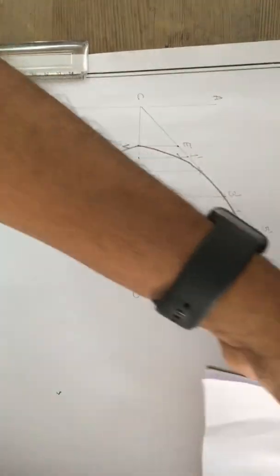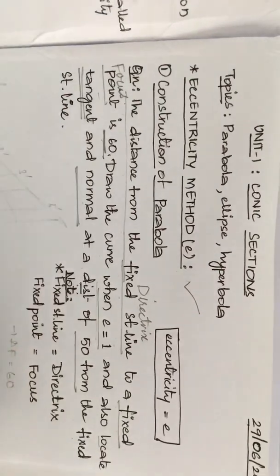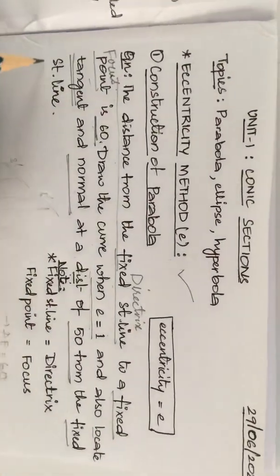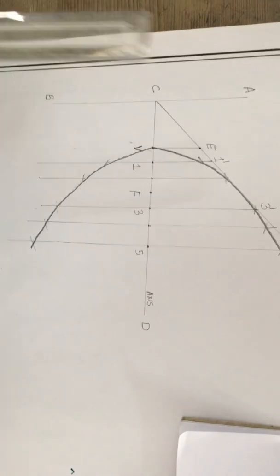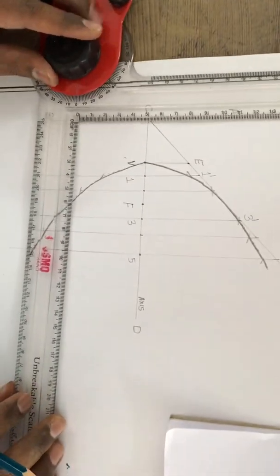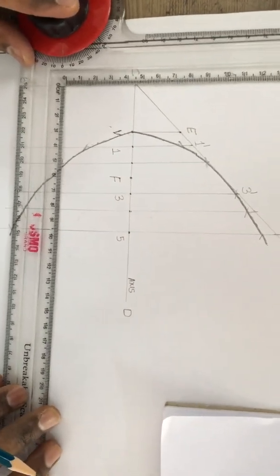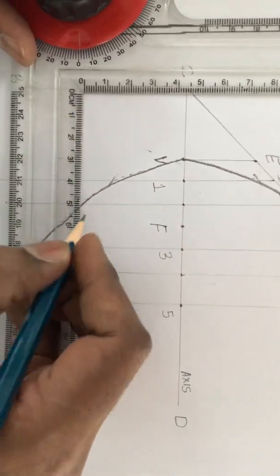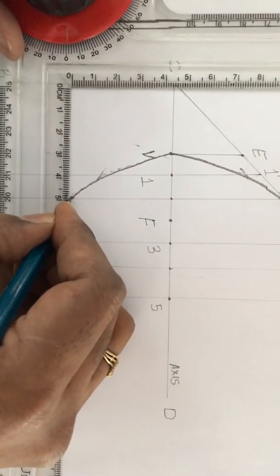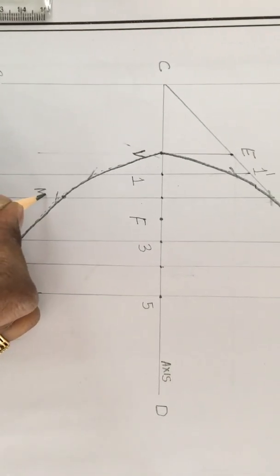Next, it is also asked in the question to draw a tangent as well as a normal at a distance of 50 from the fixed straight line. I hope you know that the fixed straight line is also called the directrix, dear students. Now, it is asked from the directrix, so measure from the directrix a distance of 50 where it is touching the curve. So here, if you look, the 50 is meeting the curve at a certain point on the curve. Let this be a point and give some name to it. I am taking it as M.